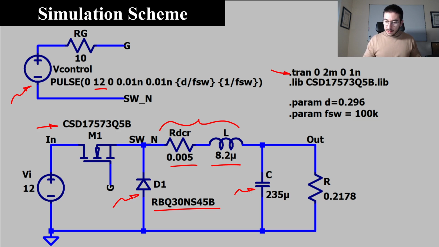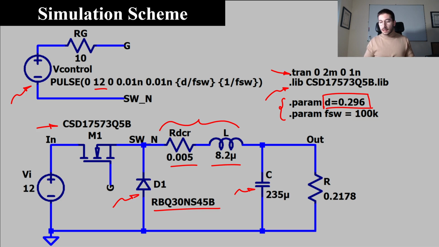Here we have the simulation configuration. Here we have the instruction for including the library of the MOSFET, and here we have the definition of two parameters we use, the duty cycle and the switching frequency. As you can see, here we have a modification with respect to the ideal simulation, because the theoretical duty cycle is 0.275, but here I have modified the duty cycle. Now it is 0.296, so I have increased a little bit the duty cycle value.